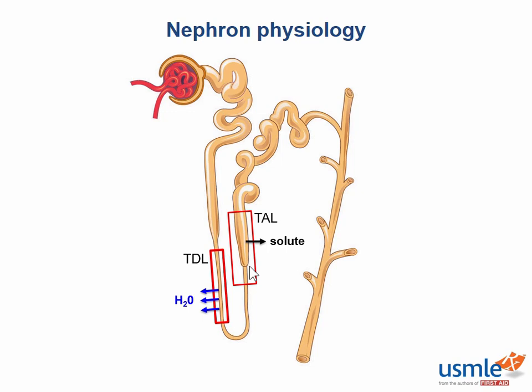This makes the filtrate less concentrated and helps to generate the hypertonicity of the surrounding medulla. The medulla's hypertonicity allows water to be passively reabsorbed both in the descending loop of Henle and the collecting ducts as filtrate progresses through the nephron.